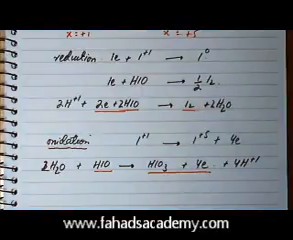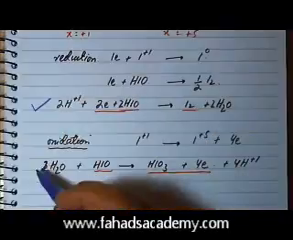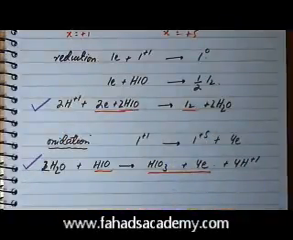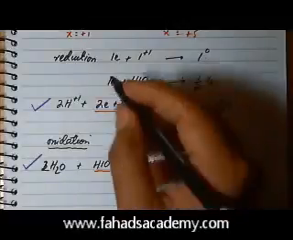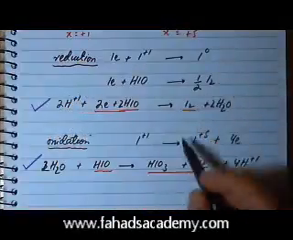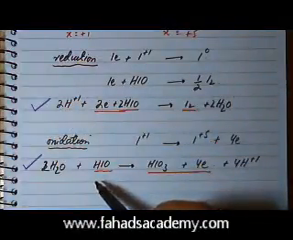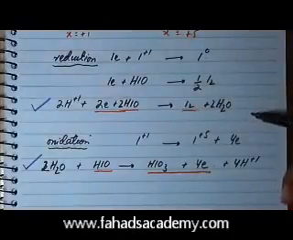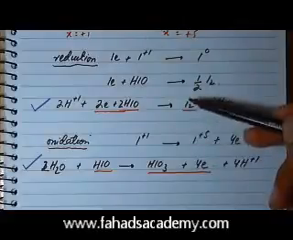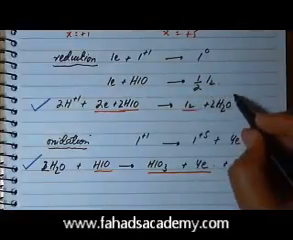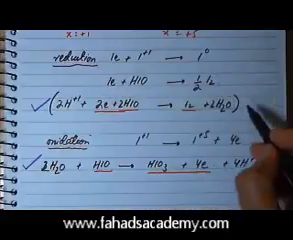So we now have 2 equations, this one and this one, the reduction and the oxidation equation. So this one was the reduction equation, this one was the oxidation equation. The last thing I need to do is balance the number of electrons. There are 4 electrons being lost over here and 2 electrons being gained over here. So I need to multiply this entire equation by 2.